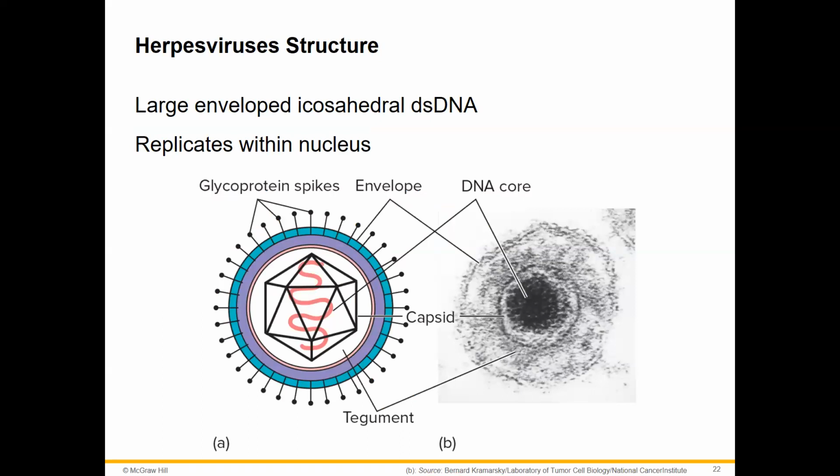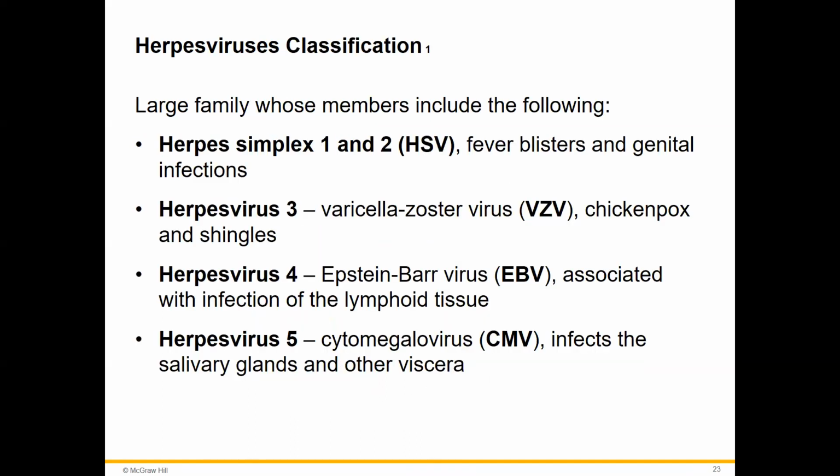These are also large viruses. They're enveloped. They have the icosahedral double-stranded DNA, and they're replicating within the nucleus. So this is a large family, has lots of pathogenic disease. So we're going to go through a bunch of them.